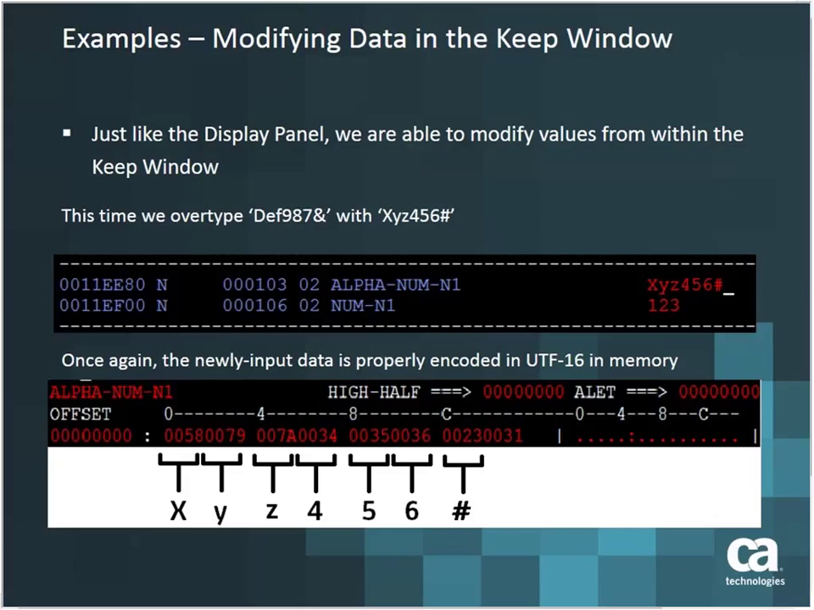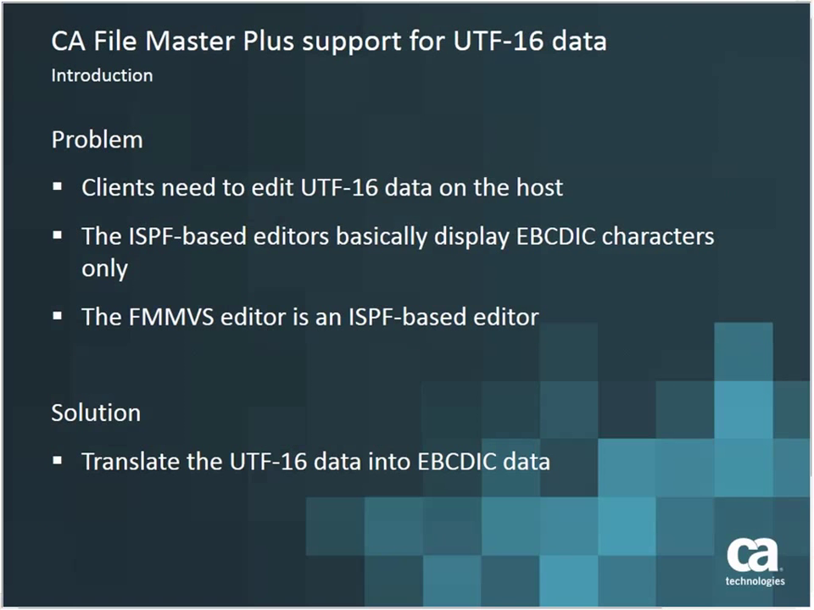And again, just like the display window, you're able to overtype those red characters and check back in memory, and you'll see that they're again encoded with UTF-16. So you're able to update those UTF-16 fields just like any other field. So I'll pass it over to Sonia. She'll talk a little bit about FileMaster Plus. We'll have a little bit of time at the end for questions on both of those.